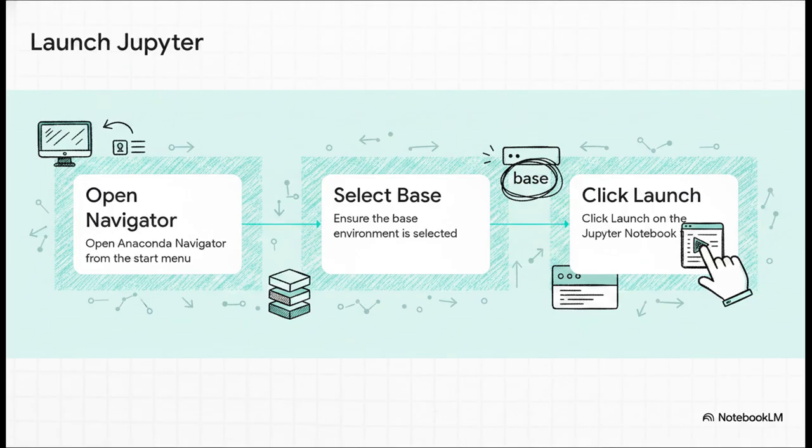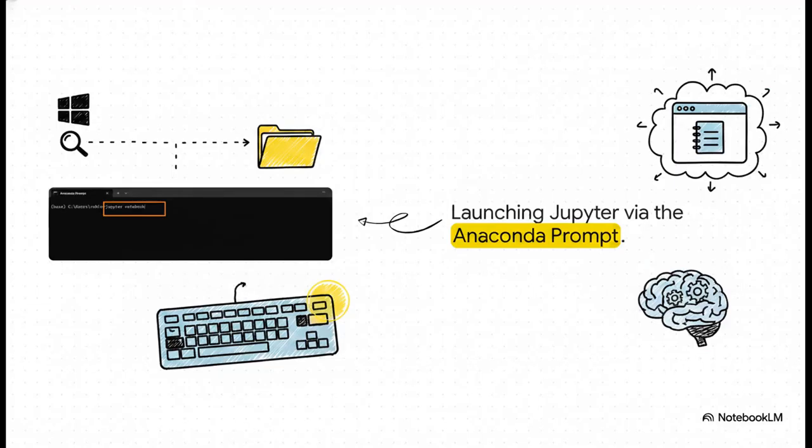That is literally it. It's going to open up a fresh page right in your default web browser where you can start writing real Python code in interactive cells. Now, if you're someone who prefers the hacker aesthetic of the command line instead of clicking through menus, you can totally do that too. Just open up your Anaconda prompt, type in the words Jupyter Notebook, hit Enter, and it'll spin up that exact same browser environment in seconds.